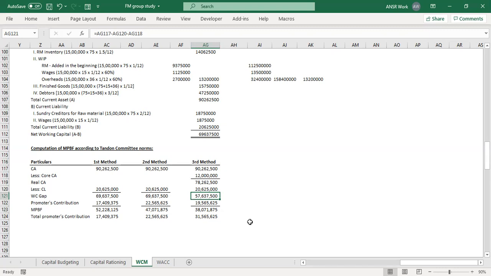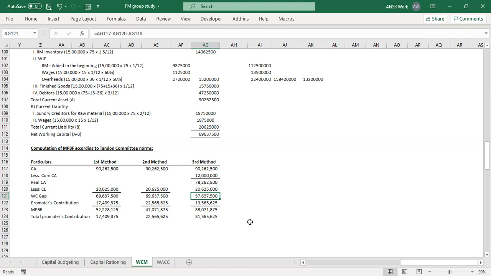Real current assets this much, less current liabilities. Current minus liabilities is 2625,000. That comes to 57,637,500, right? Yes. 57637500. Perfect. Call that the working capital gap only.